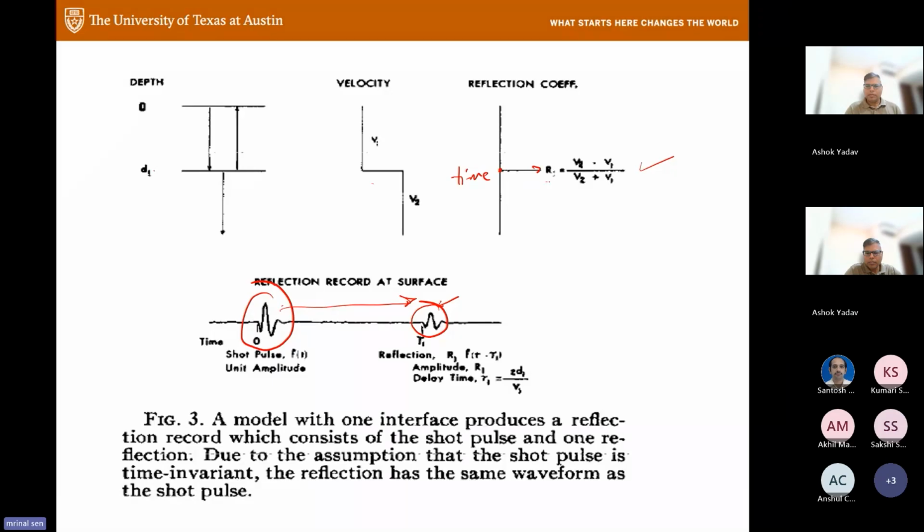So what does this R mean? It means basically the amplitude of the reflected wave. A part of the energy that hits this reflector gets reflected, and the remaining gets transmitted. That's why you don't get back what you're sending in. This is important because the reflection coefficient depends on the velocity contrast. Different kinds of geological layers will have different velocities, and based on that, you will have different amplitude patterns.